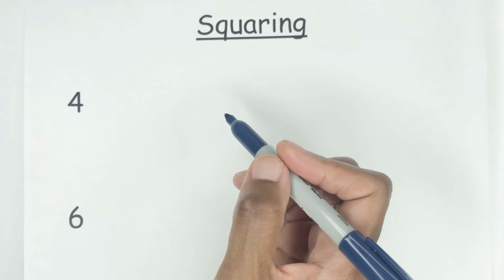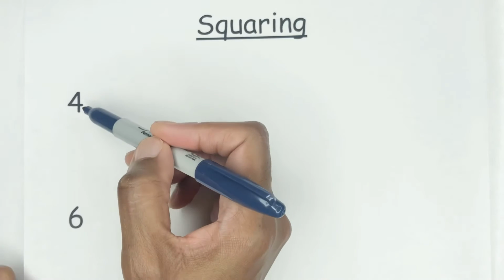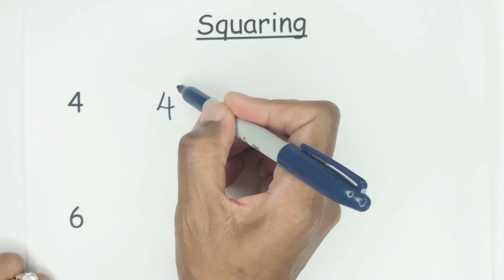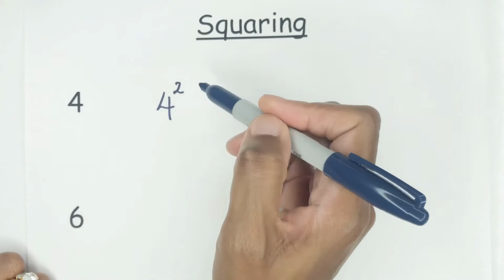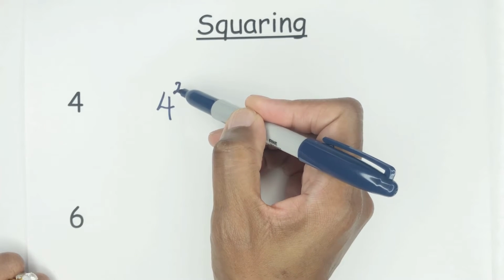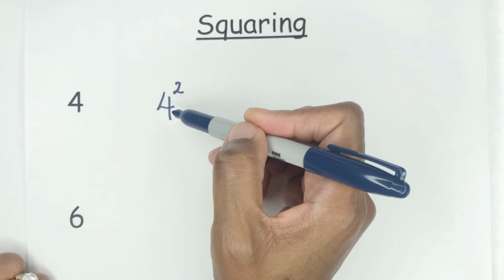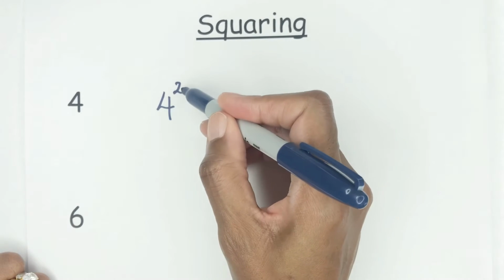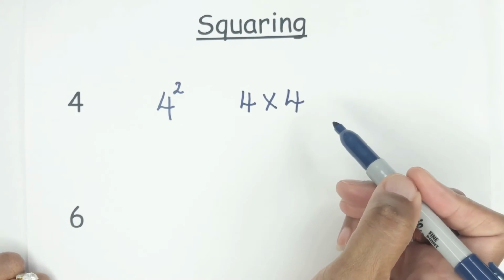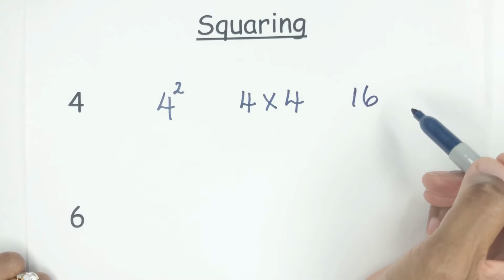Before we think of square root, we got to think about squaring. So let's look at squaring for a minute. The number 4. If we were to square the number 4, that would be an exponent at the top here. So this 2 at the top will tell us that this base number 4 would have to be multiplied by itself. So 4 to the square would be 4 times 4. And 4 times 4 is 16.